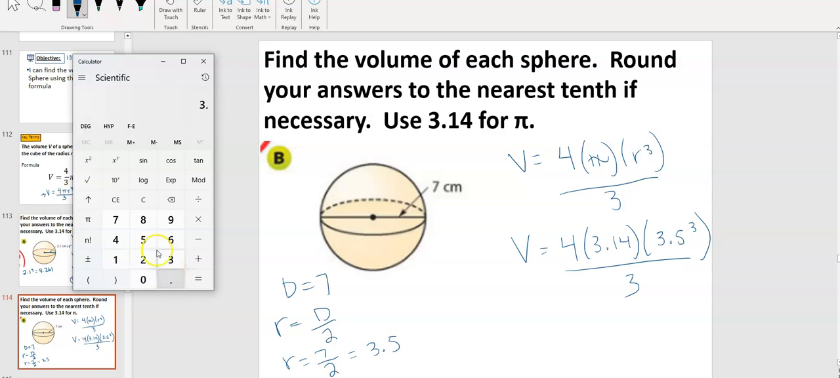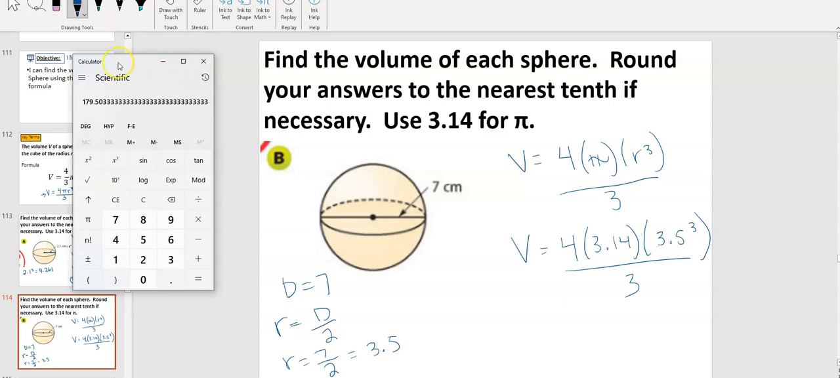I'm going to do 3.5, my little special exponent button, x to the power of y or y to the power of x, 3. That's going to get me my cube right here, so 42.875. Now I'm going to times that by 3.14 times 4, divide by 3. Now I round. I don't need to round earlier. You can just leave that on your calculator and keep multiplying and then divide. Once you get to your final step, that's when we're going to round.